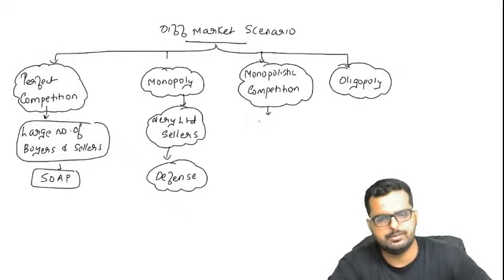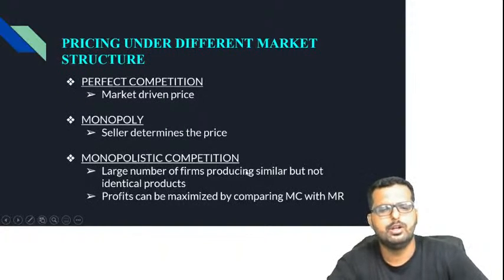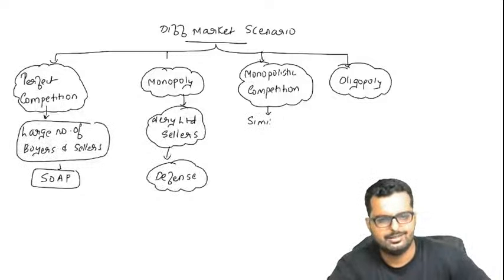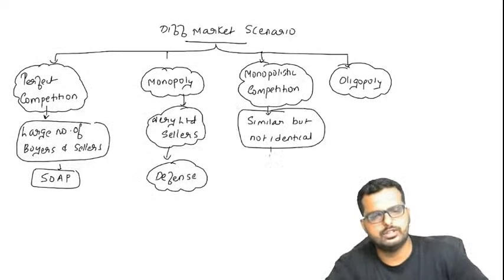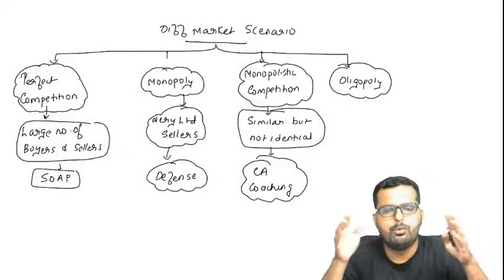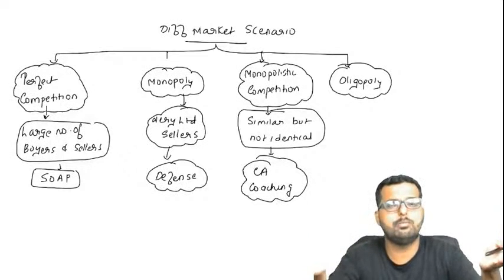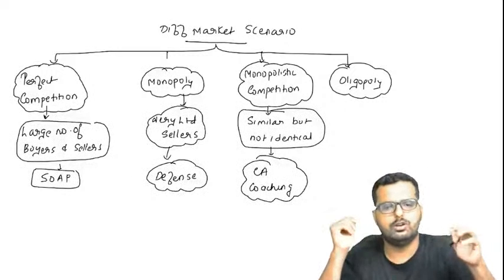Monopolistic competition means, okay, let me read the definition over here. A large number of firms producing similar but not identical products. This is the highlight: similar but not identical. Friends, CA coaching comes under monopolistic competition. For example, I am taking SCMPE classes. There will be another faculty also taking SCMPE classes. We both are taking the same topic. They are similar, but they are not exactly identical. The style would differ. I hope you are clear with this part.